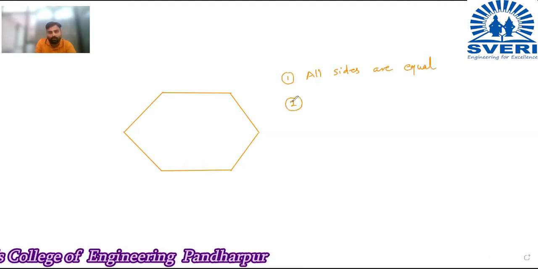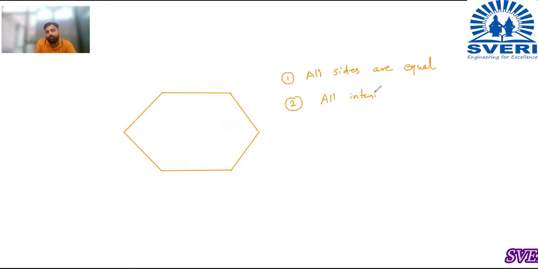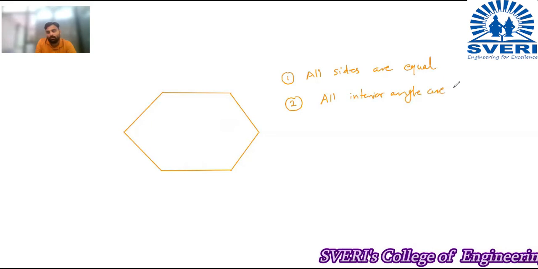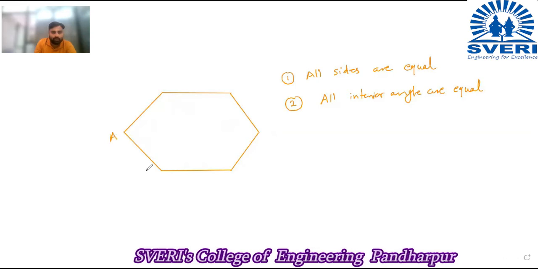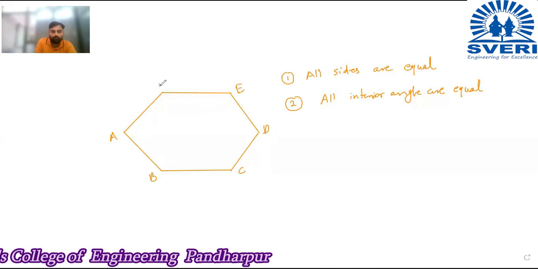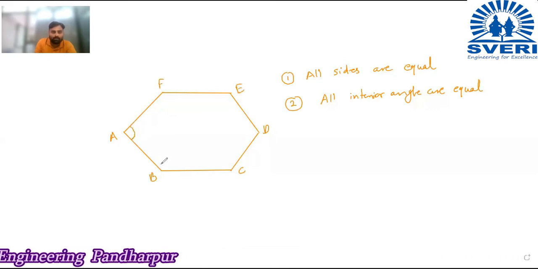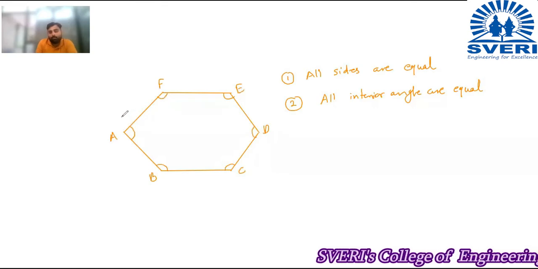And what is the second property of the hexagon? All interior angles are equal. So suppose now this is A, B, C, D, E, and F. So angle A is equal to angle B is equal to angle C is equal to angle D is equal to angle E is equal to angle F. This is the property. Now one more property is there.